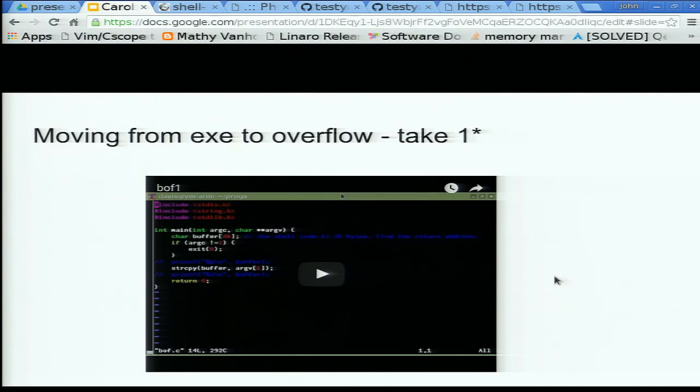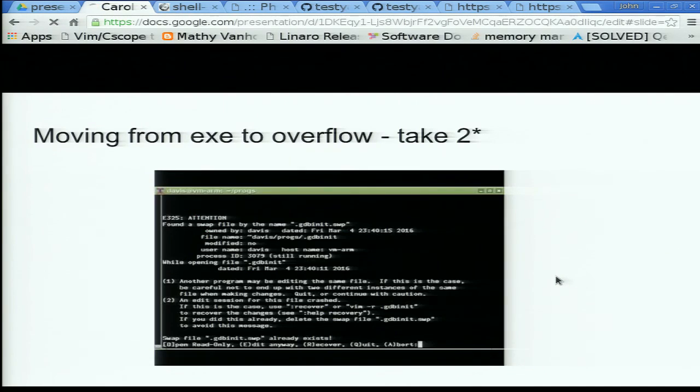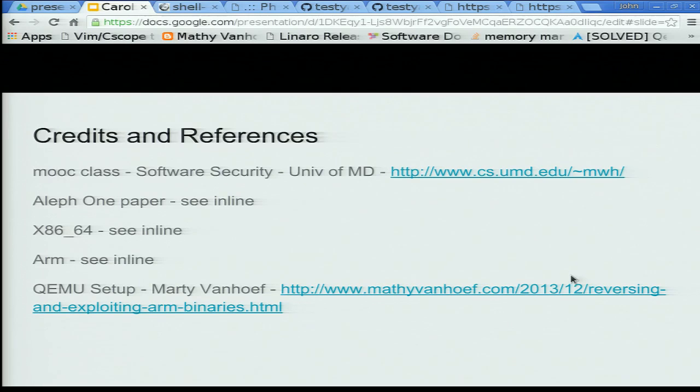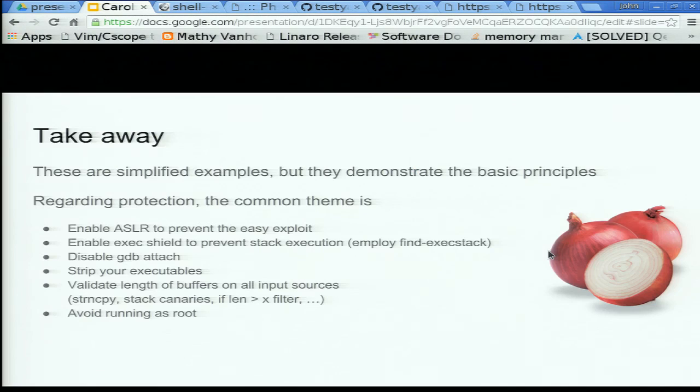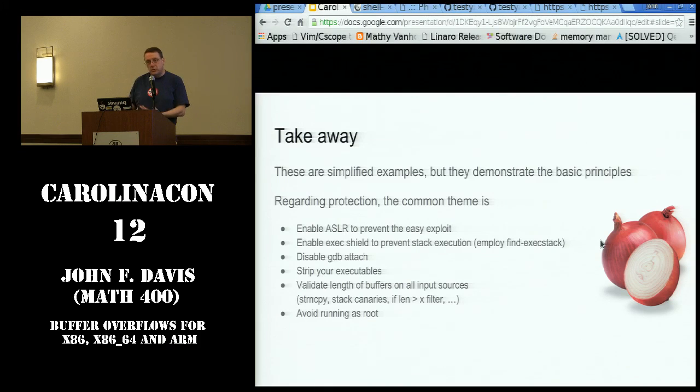Take one is like take one of a million, but it was a good stopping point, take two. And then these are just the credits and references. And then the takeaway, the last thing I'm going to say. What do you take away from this? I used a lot of simplified methods. I was disabling things to prevent the easy hacker exploit guy coming into your code, and that's the whole point. Learn how to do it so you can prevent it.